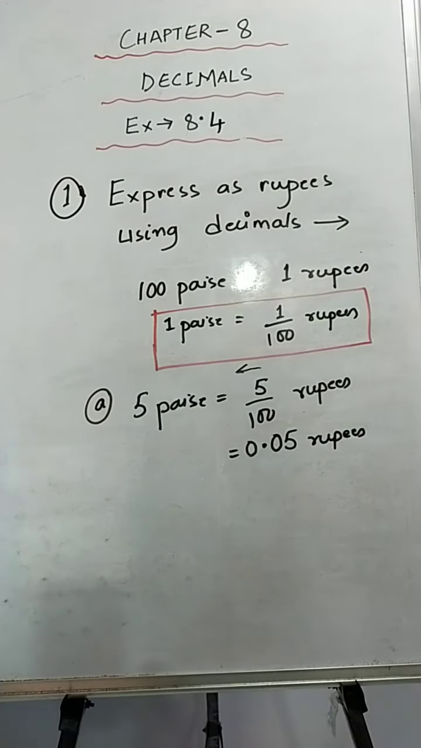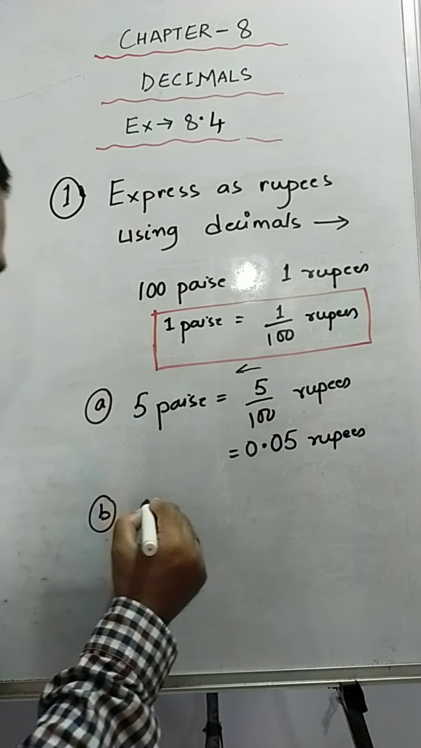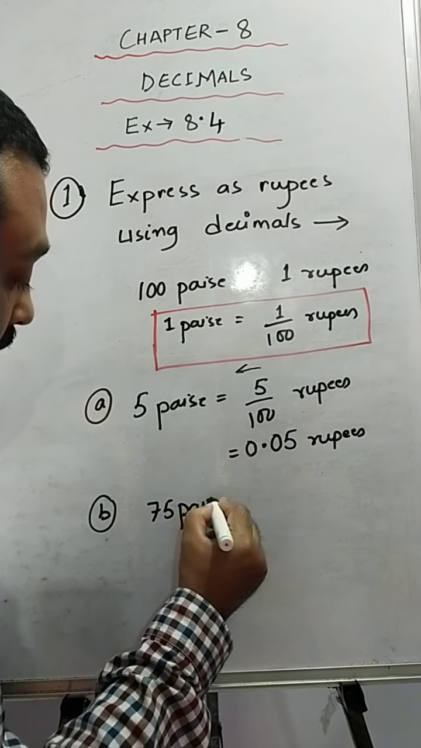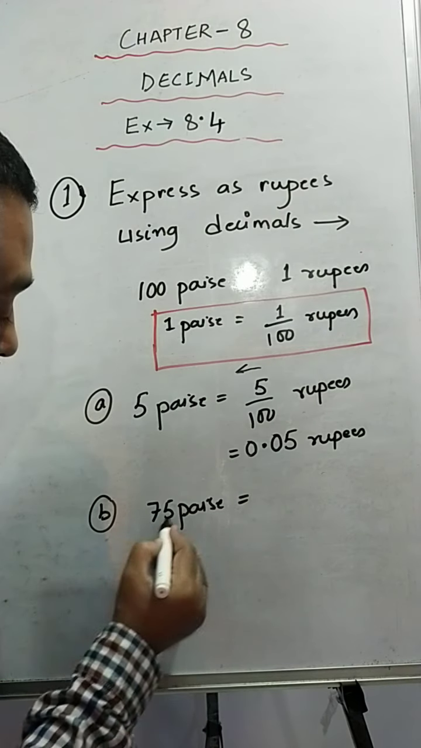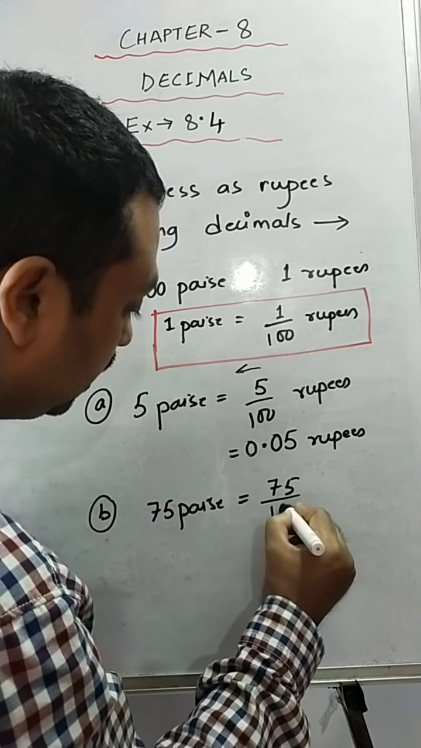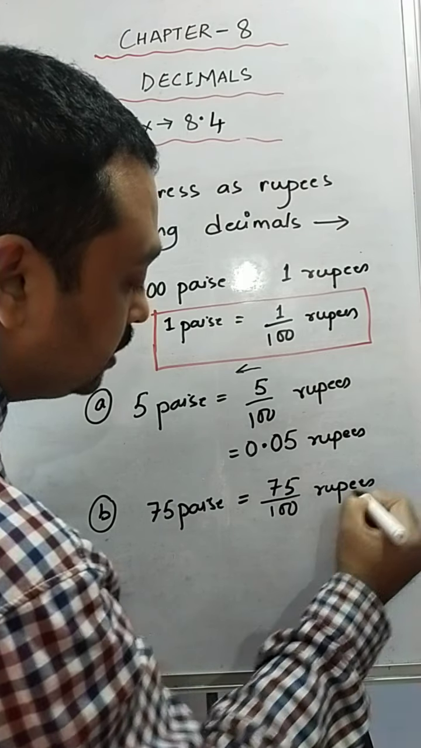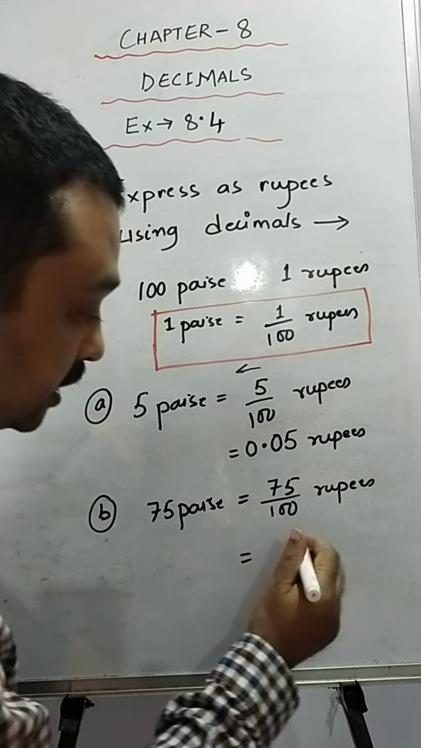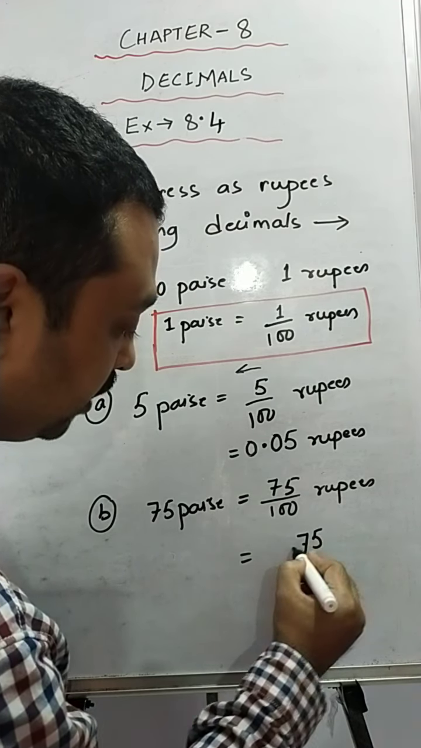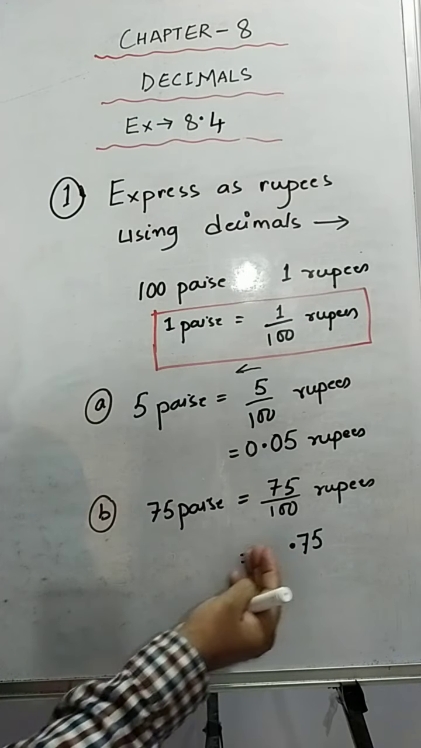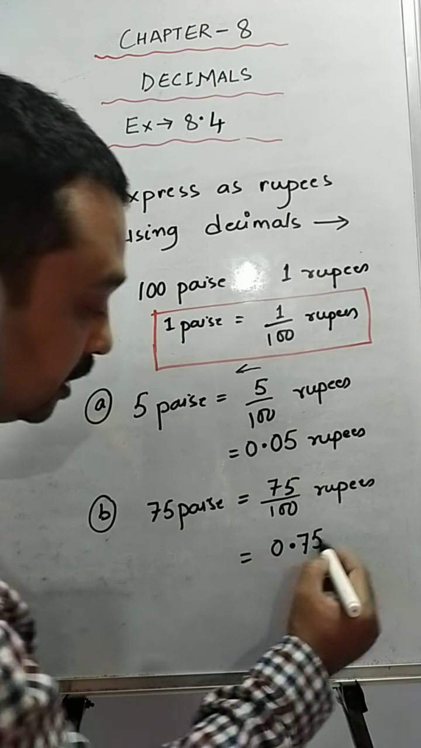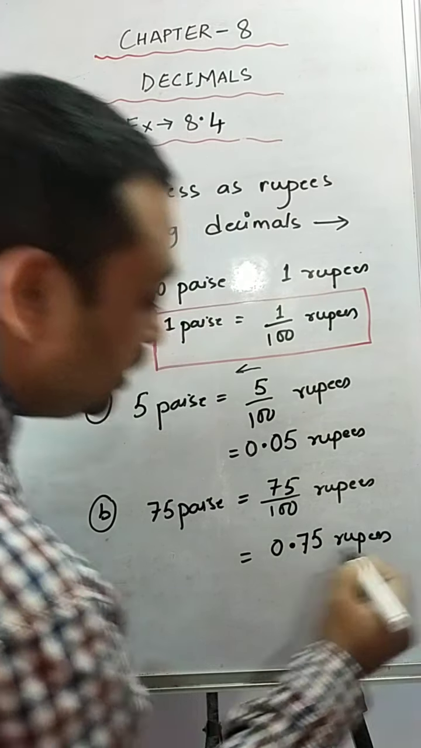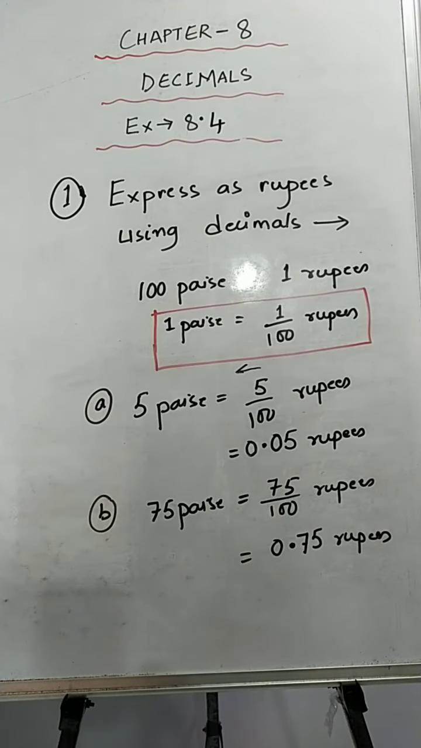rupees. Okay, now let's do sum number B. What do we have in sum number B? We have 75 paise. So that would be what? Again we have to divide this number by 100, and what will we write here? Rupees. Now again we have to convert it into the decimal form. 2 zeros, that means after 2 digits we will put the decimal. So it's 5, then we write 7, and then we put 0. As there is nothing on the left hand side, again we'll write 0. So this is 0.75 rupees.